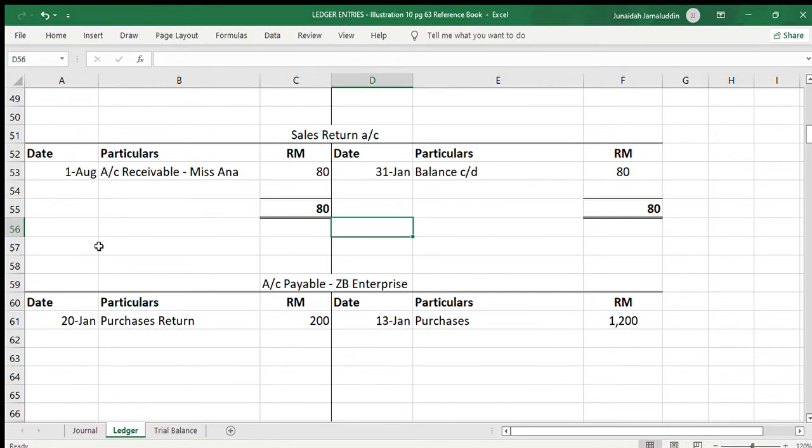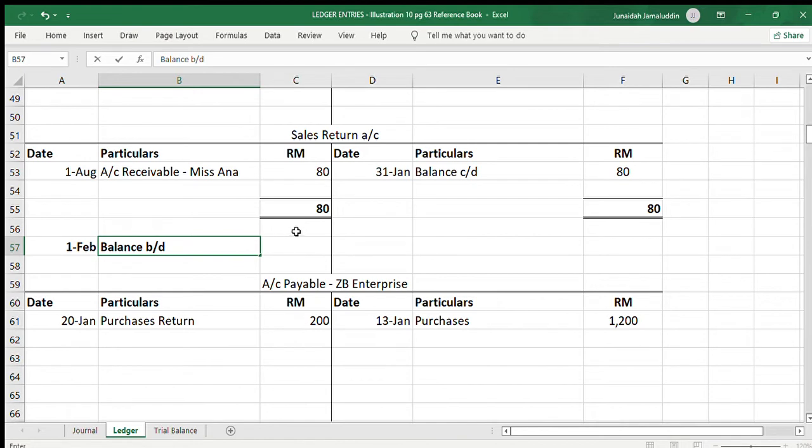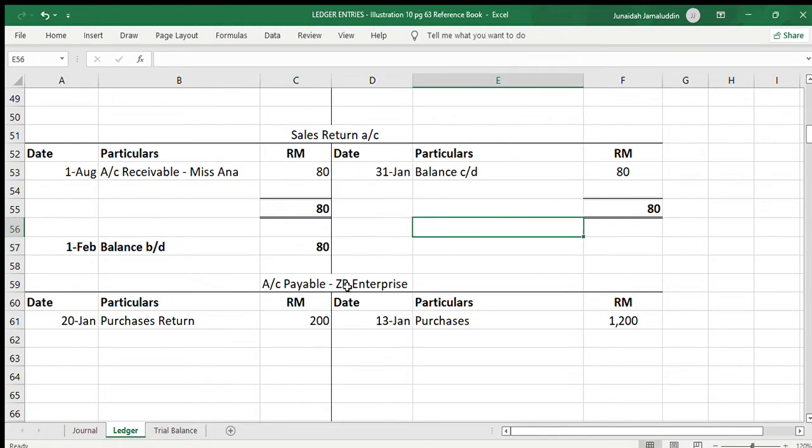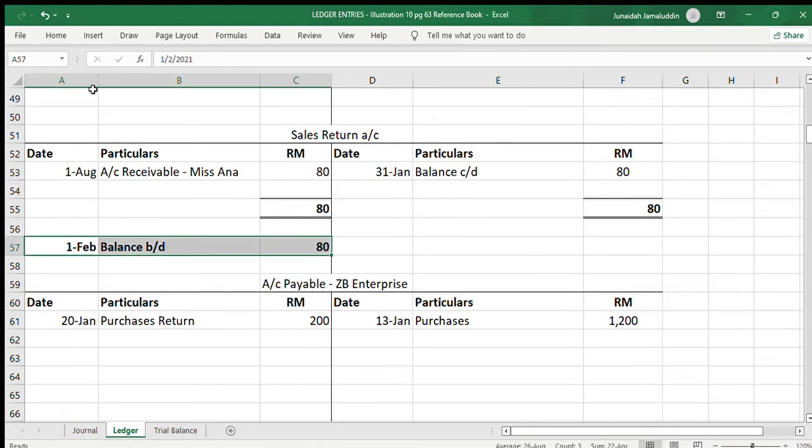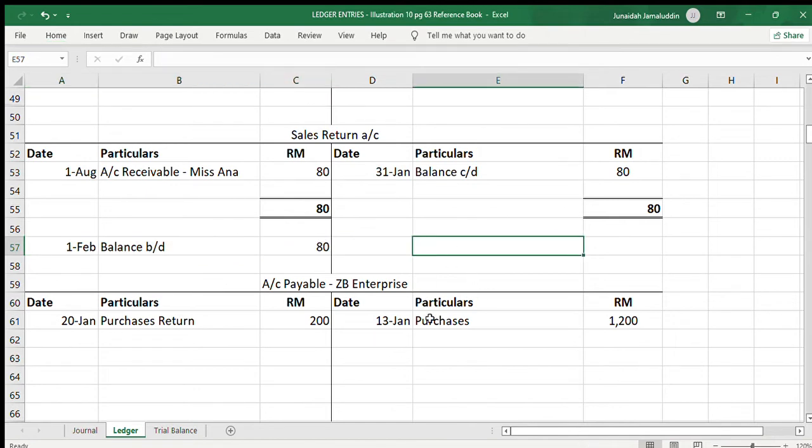Dia akan jatuh di sebelah debit. Alright, so 1st February. Okay, dia akan jadi balance BD, RM80. Alright, yang ni madam unboldkan dia. Okay. So we are done with the sales return account.